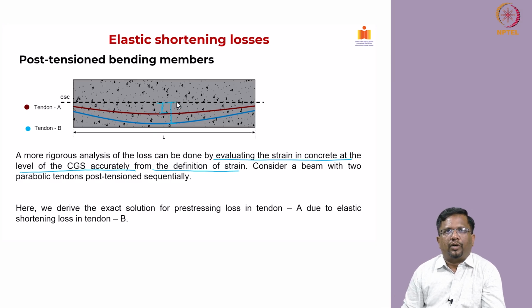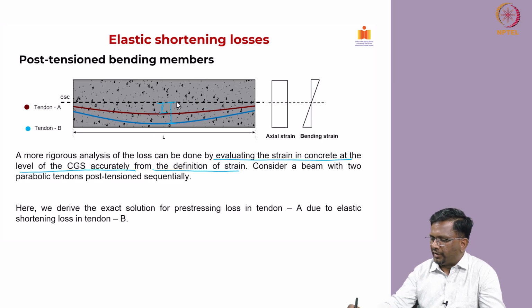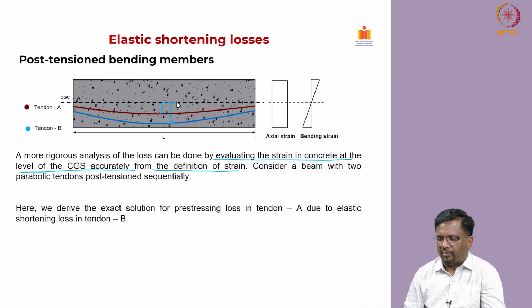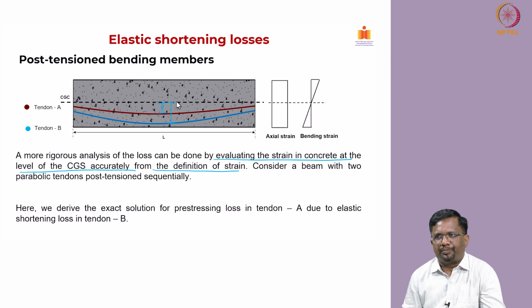Let us say the tendon A first I have stretched and I have anchored them. Now, when I do the stretching for the tendon B, what will happen? There will be elastic shortening happening at the level of tendon A, that we have to account for. So, let us see now how we derive the loss that is happening because of that. Now, you see this is the axial strain definition, which is from the normal component, and the bending strain component that is happening because of the pre-stressing moment that you are applying.